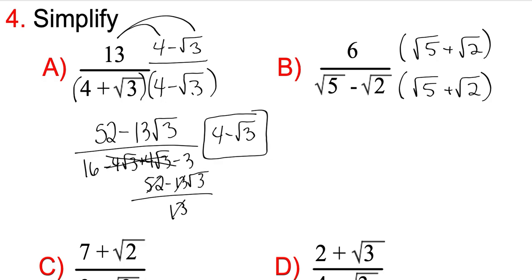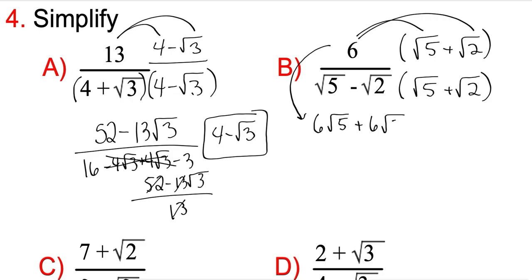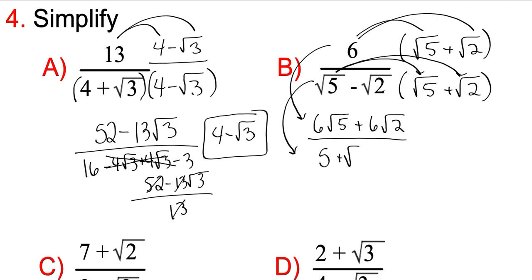In the numerator, we're going to distribute this. So that would be 6 root 5 plus 6 root 2. And in the denominator, we're going to FOIL it out. So square root 5 times square root 5 will just be a 5, plus root 10 minus root 10, minus root 4, which is just a 2, so minus 2. So those cancel on the bottom. And then we're going to have a 5 minus a 2.